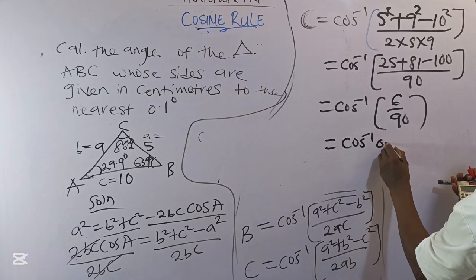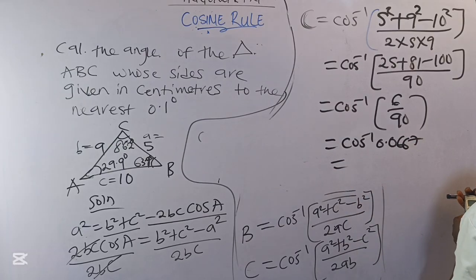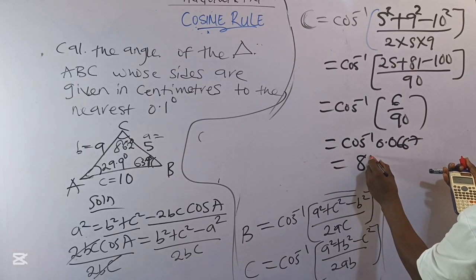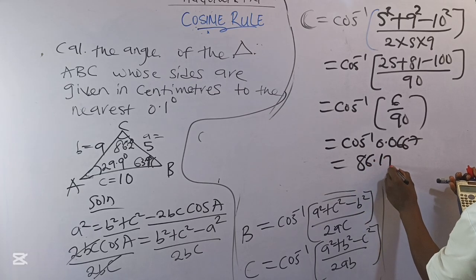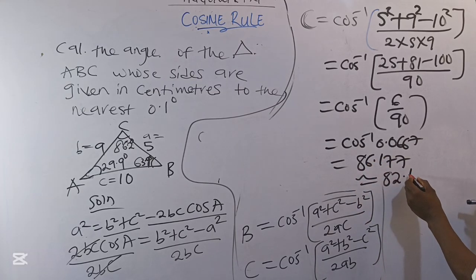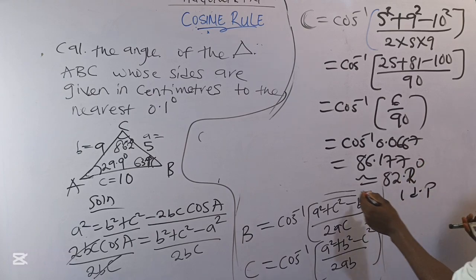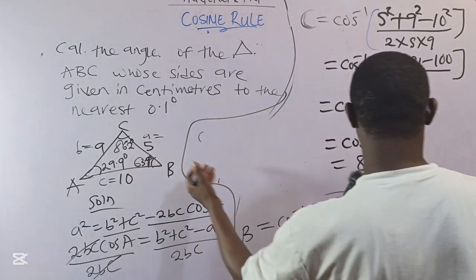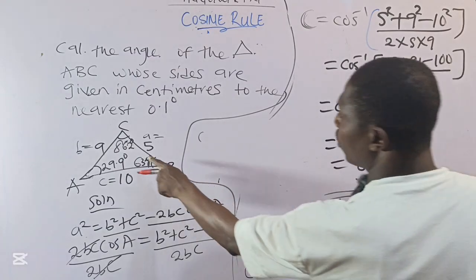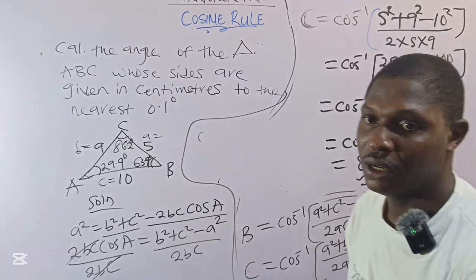6 divided by 90 will give me 0.0667. So cos inverse of 0.0667 will simply give me, with shift cos, the answer 86.177, which is approximately 86.2 degrees to 1 decimal point, which corresponds to what we got earlier, 86.2 degrees. So this is the solution to a question of this kind.